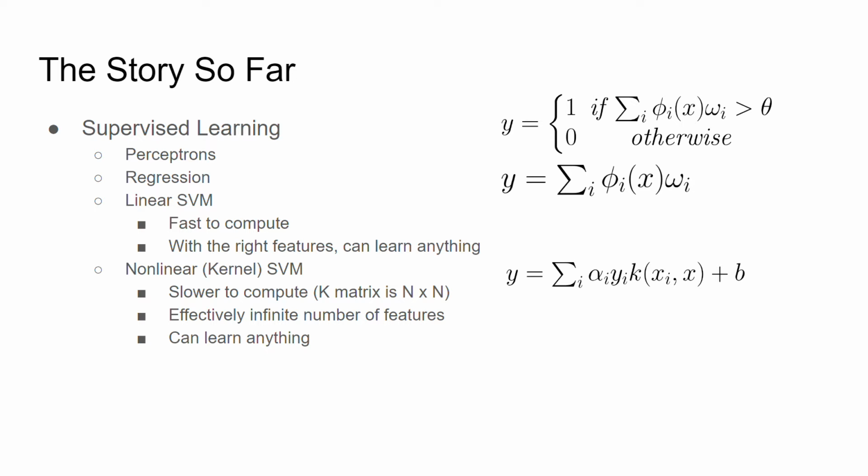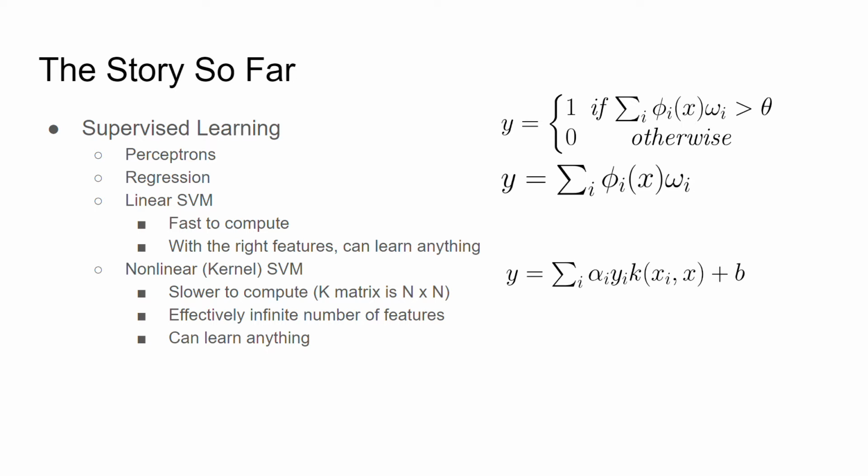Alright, so the story so far in this course. We've been very focused on supervised learning. We're going to continue to be on supervised learning in this lecture as well. We've looked at a bunch of different techniques. We've looked at perceptrons, where we have these features that are defined, and then we do some sort of learning rule that figures out how to weight these features.